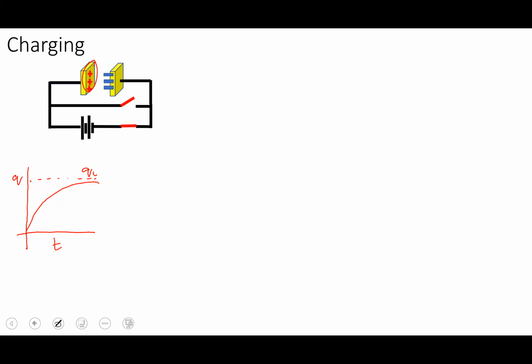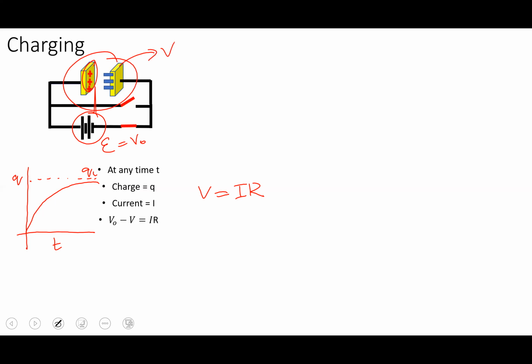Now, in this case, we have to represent mathematically what is going on. So, at any time t, we have a charge Q and a current I. And we know from Ohm's law that V is equal to IR. But over here, we have the EMF, which is represented by V0, and the potential of this capacitor, which is V, which has the formula Q over C.